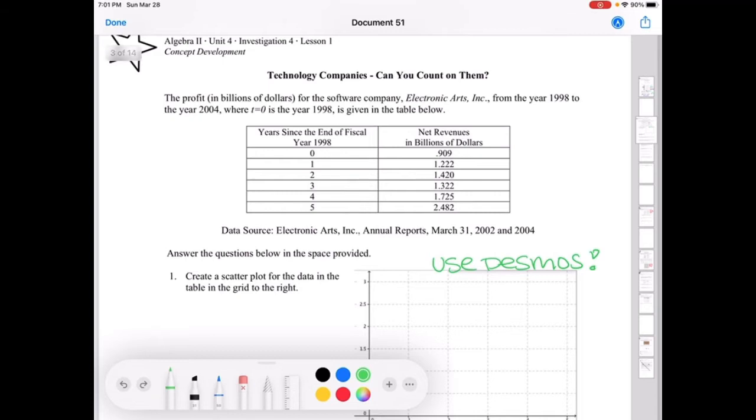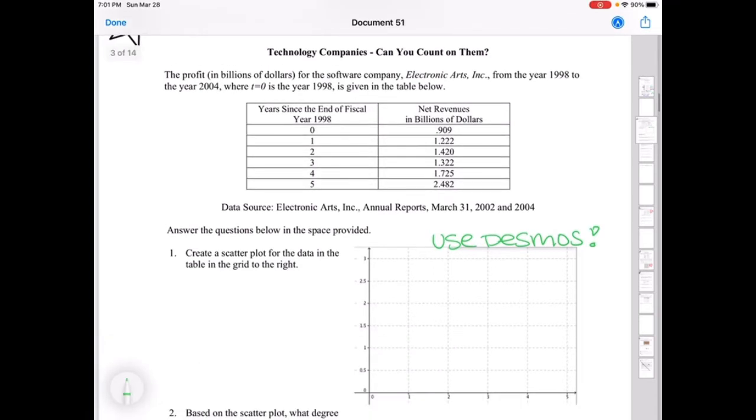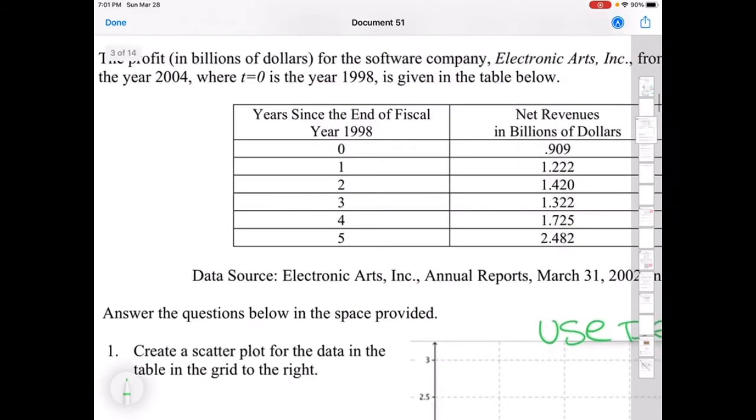Moving on to the concept development, it says, okay, well, we have a profit in billions of dollars for the software company Electronic Arts, Inc. from the year 1998 to the year 2004. And so t, where t is equal to 0, is the year 1998, because it's time since 1998. There's been 0 time, so that's the year 1998. If you have t is equal to 1, well, that's 1 year after 1998, so that would be 1999. If it was 2 years after 1998, that would make it the year 2000.